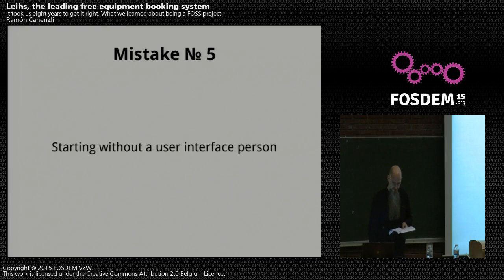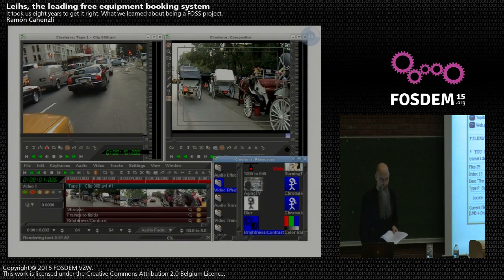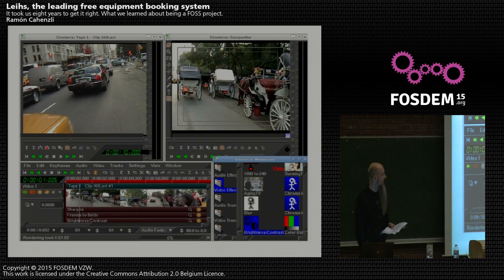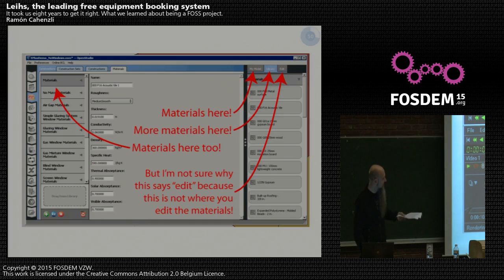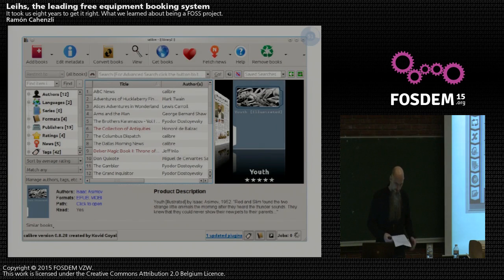But here's the next mistake. We started without having any user interface persons on the team. And of course, I know that programmers can design user interfaces. But the problem is that sometimes they end up looking like this. Or maybe something like this. This isn't that bad. It's just the color scheme and the weird icons. Well, but it works. This is functional. Or there could be something like this, which is really confusing. It's not functional anymore.